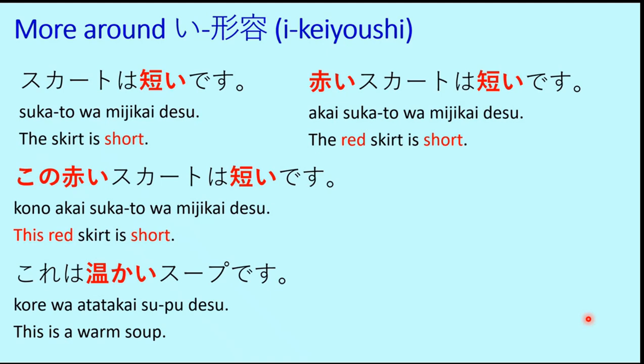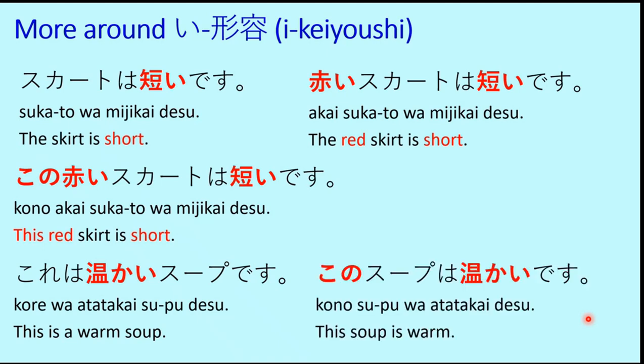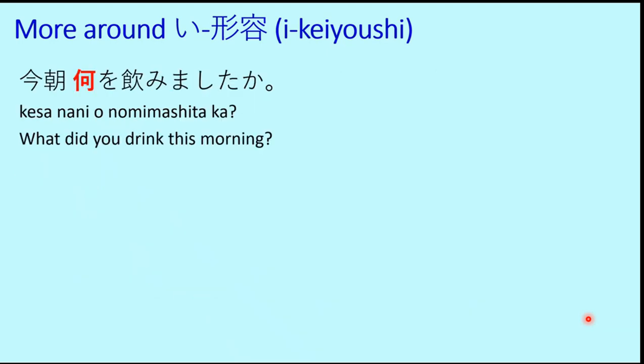Kore wa atatakai supu desu. This is a warm soup. Atatakai supu is warm soup. So this is the adjective atatakai, which means warm. Kono supu wa atatakai desu. This soup is warm. So again the same thing. Kono supu. Which soup? This soup. So here kono is the adjective and atatakai is the adjective. So there are two adjectives in this example: kono and atatakai. So this is how we form sentences using adjectives in two different ways.